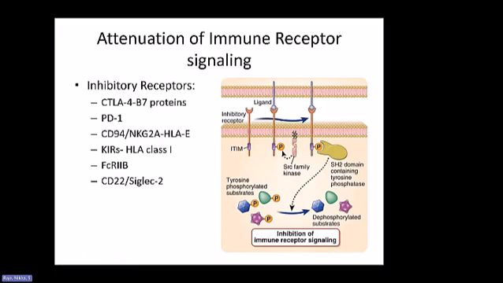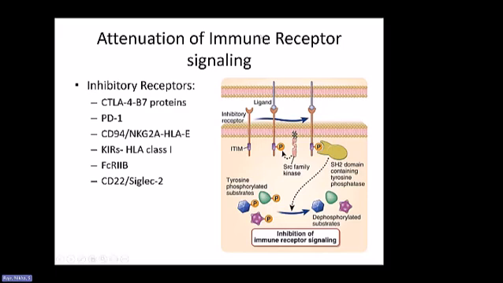Now we move on to the attenuation of immune receptor signaling. So we were talking about activation. How do we make sure there is regulation of the T cell and B cell signaling? So how is it regulated? There are some inhibitory receptors that are important. We know about CTLA4, PD1.